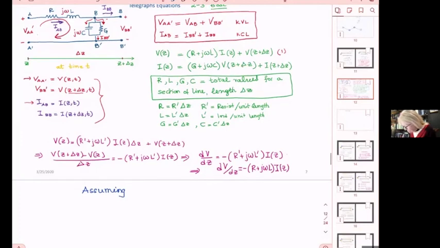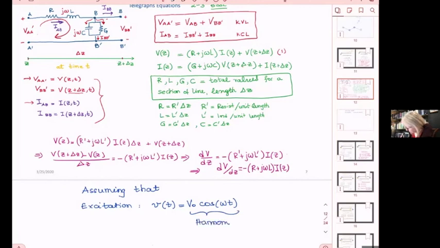that excitation is assuming a voltage excitation in the time domain that has a value and is a cosine of omega t. All right, that's what we assume. And you have seen that in circuits. So this one is also called a harmonic excitation, because it's only one harmonic, only one frequency.